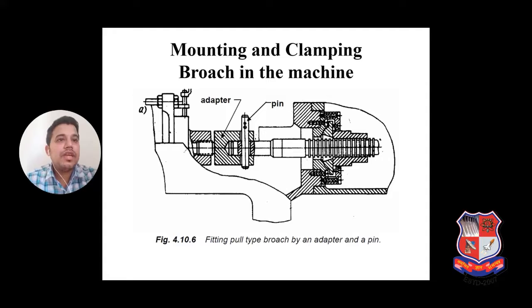Another mounting and clamping of a broach in the machine. Let's see here: fitting a pull-type broach by an adapter and pin. Here we are utilizing a pin. This is nothing but a kind of hole, we can say, used for proper fitting purposes. So we provide the pin here, and this is the adapter. This is our tool, which can fit inside. To put the pin, we have to provide a slot inside the broach tool.